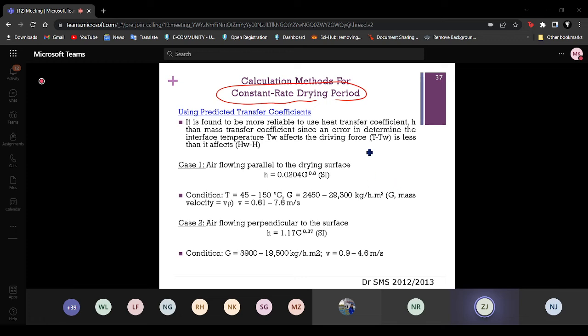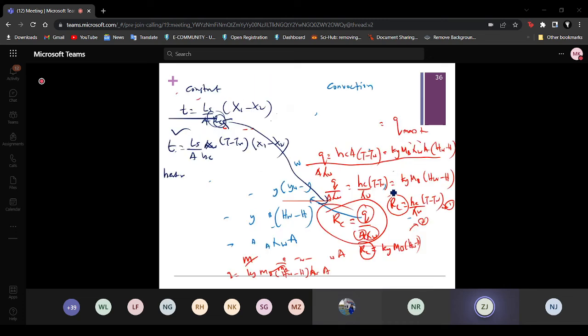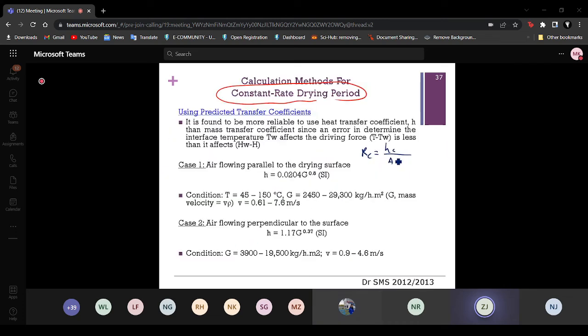Okay, so if you remember that RC is equal to, kalau involve heat transfer, you ada HC divided by A, latent heat T minus TW. So here is heat transfer coefficient. So the heat transfer coefficient here, in your particular textbook, they already introduced what we call a simplified method untuk calculate H tu. Tapi ada dua case. They have two case.